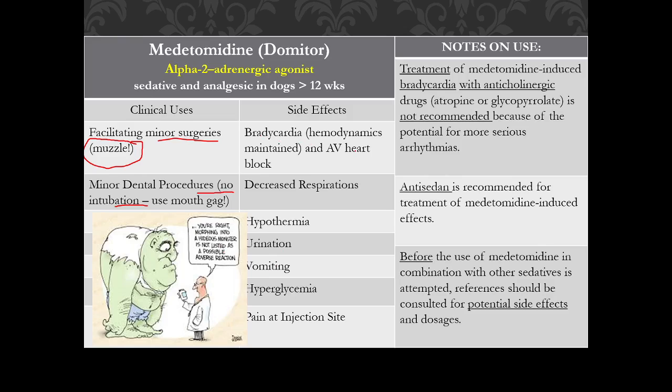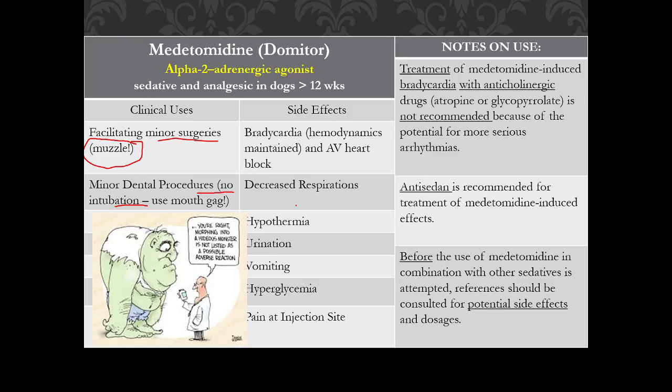Some side effects would be bradycardia, although the hemodynamics are maintained, so their heart is beating slower, but their blood pressure remains the same. AV heart block is something we have to be concerned about as well. That means that the atria don't stimulate the ventricle to beat, and so there can be an arrhythmia that occurs. Decreased respirations are a concern, as are hypothermia, urination, vomiting, hyperglycemia, which is not as dangerous, and pain at the injection site.